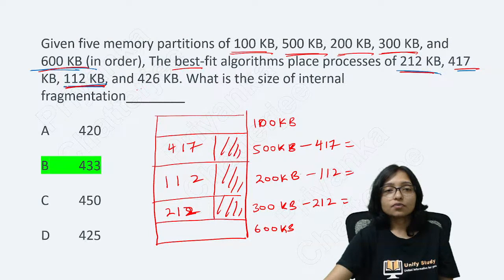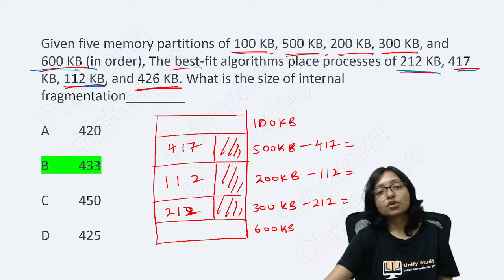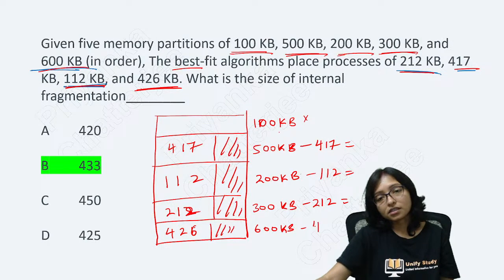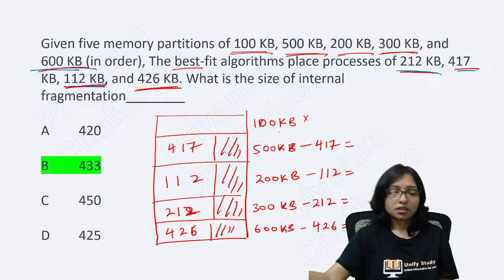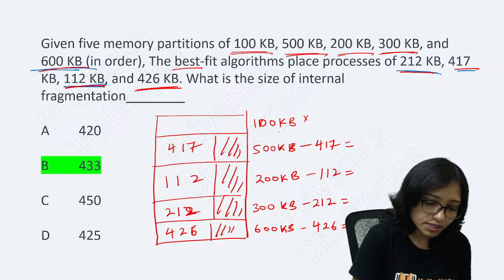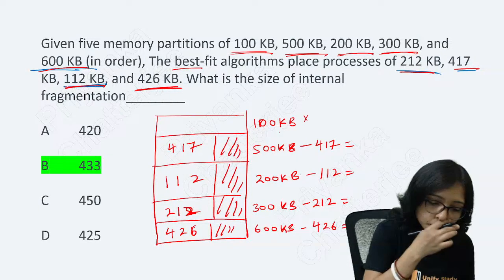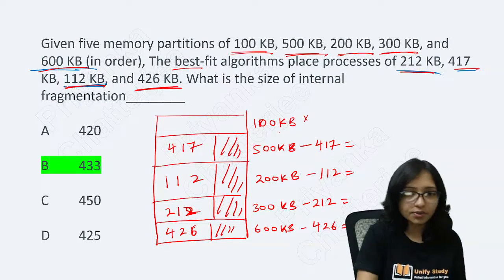After that 426 where I can place. 100 kb so I cannot use. Here I can do 426, right? So minus 426. These are coming. Now tell me what will be the total answer. Do the addition and after that you will get the answer.